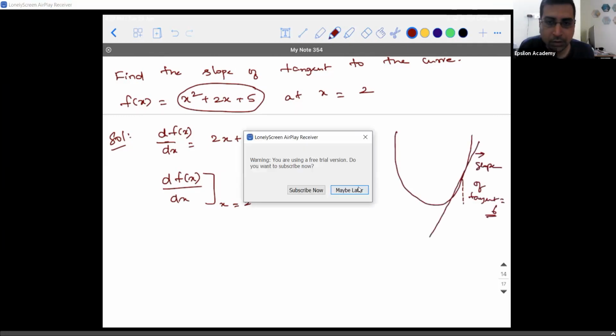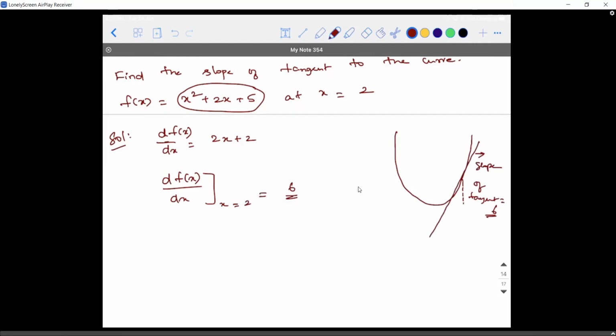Okay. Sir, I think you didn't give one formula, sir. Which formula? Sir, the differentiation of a constant is 0. Not needed. The derivative of a constant is going to be 0.